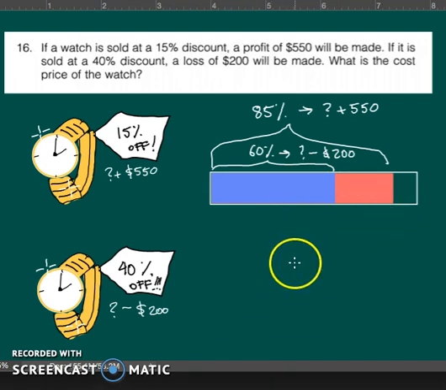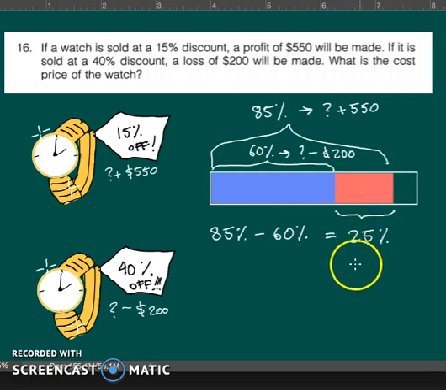Maybe the answer is in examining the difference between a 15% discount and a 40% discount, and seeing what that means. So that's this region right here. So the difference between 85% of the regular price and 60% of the regular price is 25%. So there's 25% in this little area here.